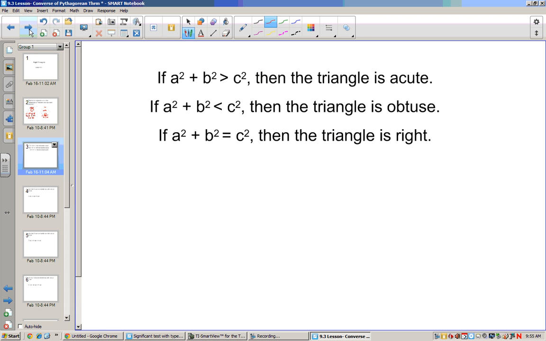So our notes that we take on this: if a squared plus b squared is greater than c squared, then the triangle is acute. If a squared plus b squared is less than c squared, then we know the triangle is obtuse. If a squared plus b squared is equal to c squared, then we know that triangle has to be right.